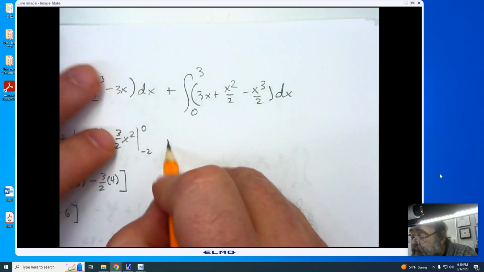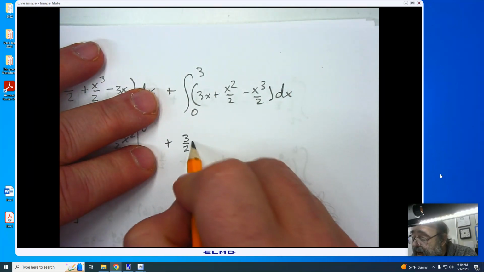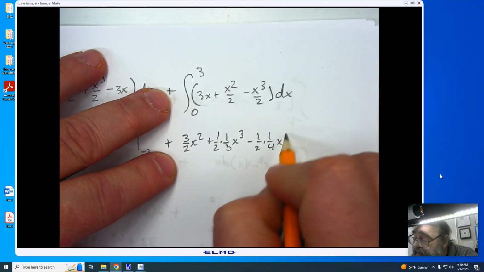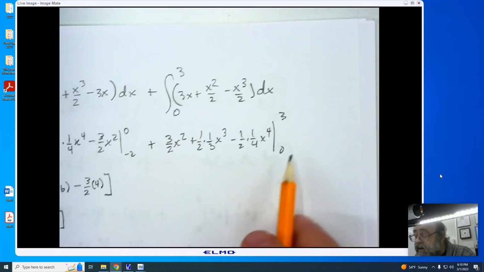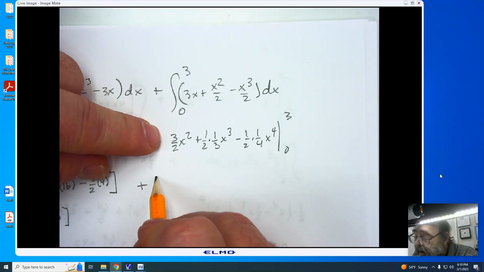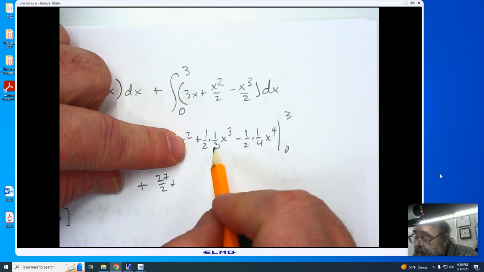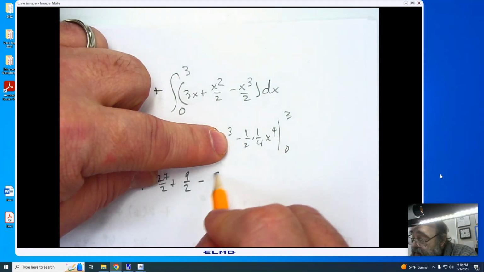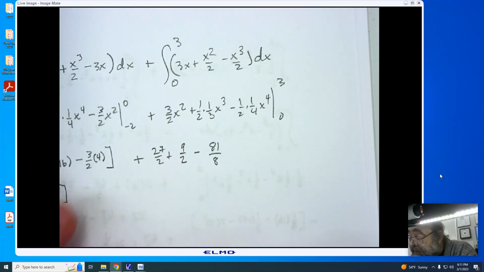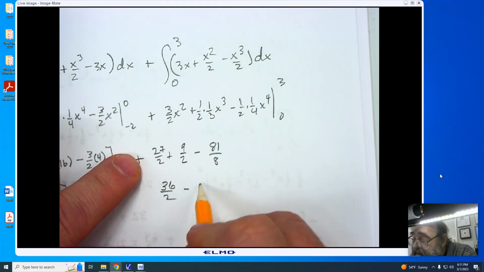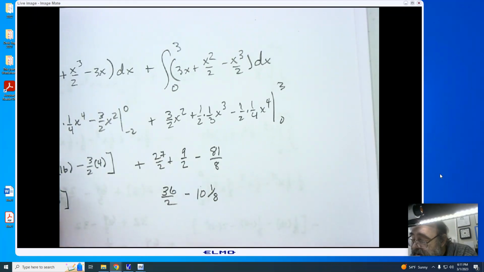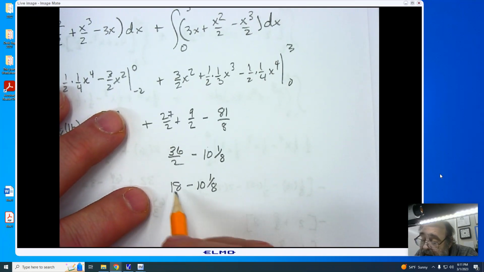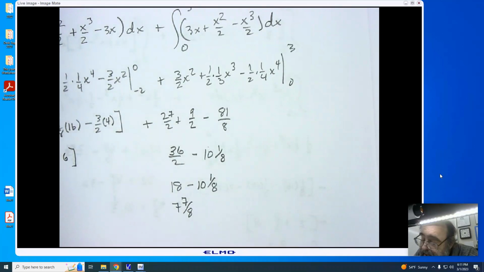We now go to the second part of the problem. Once again, we're just integrating, so I have 3/2 x squared plus 1/2 times 1/3 x cubed minus 1/2 times 1/4 x to the 4th, and we're looking at 0 to 3. Once again, the 0 is going to cause that to go away, so we are simply adding, and we have 27/2. We then have 27 divided by 3 is 9/2. And then we have minus 81/8. We're going to need to slowly add this together. This is 36/2 minus 10 and 1/8. That's where that ugly fraction is coming from. This is giving us 18 minus 10 and 1/8. This is giving me 7 and 7/8, which I need to add.